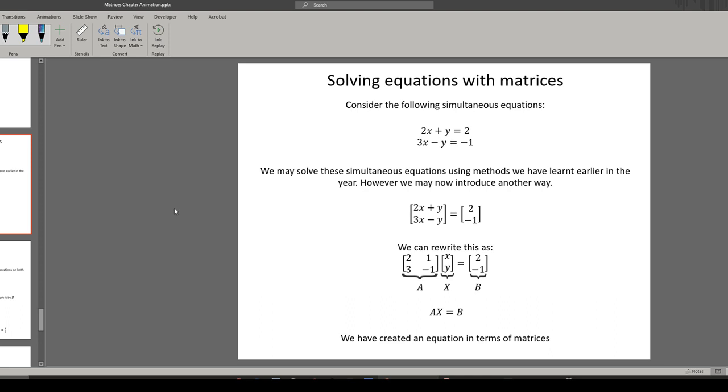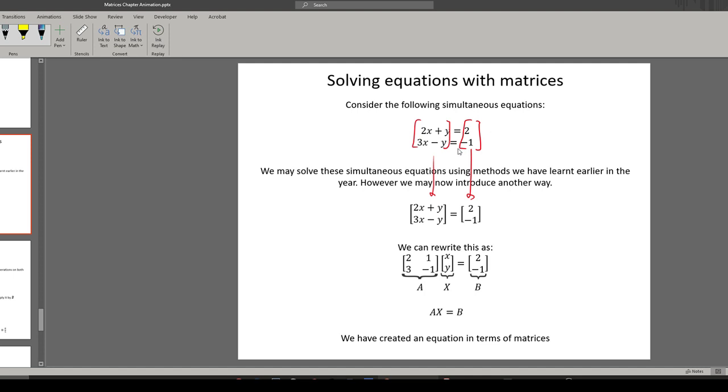So let's have a look, and let's start with the most simple form of simultaneous equations: two equations with two unknown variables, x and y. We can solve them using methods we've learned earlier, but like I just said, we can do it another way. We can do it with matrices. Now the first trick is when we rewrite. On one side of the equal sign we turn it into one matrix, and on the other side of the equal sign we turn it into another matrix, just like we have here.